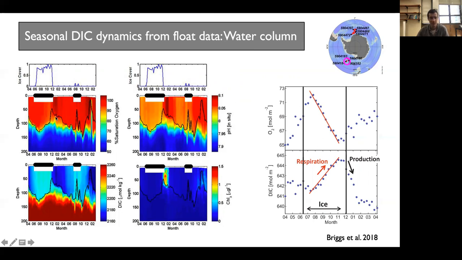And so in this under ice period, we have a drawdown of oxygen, excuse me, this isn't the flux, this is the column inventory. So a reduction in oxygen and an increase in DIC from the respiration of organic matter during this under ice period. And then as soon as the ice retreats, you get this really large increase in chlorophyll and production.